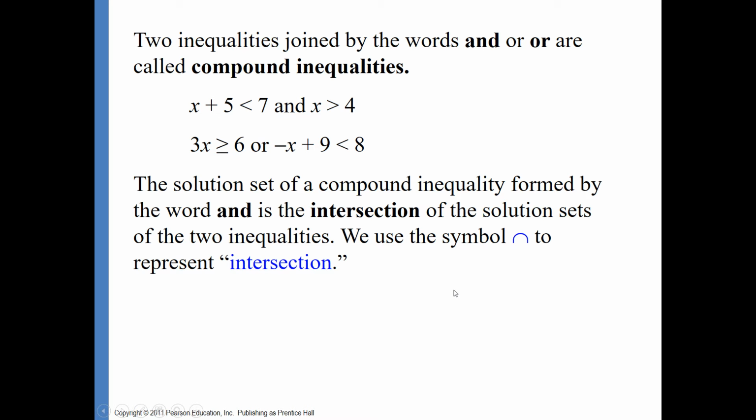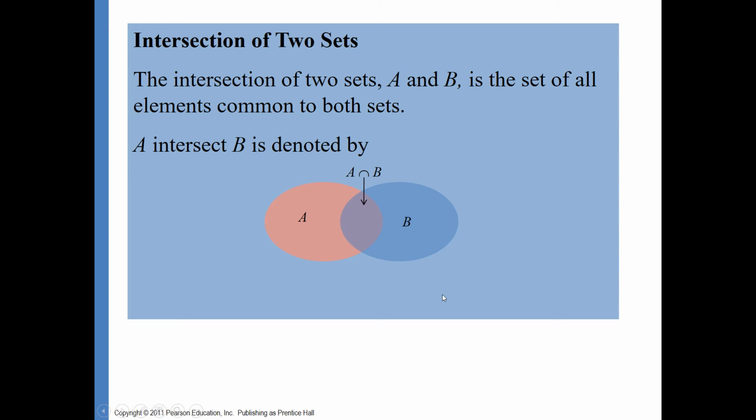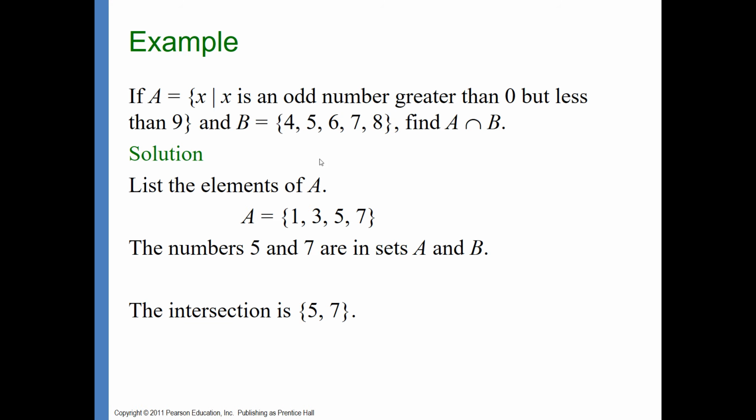So here's a visual for and, also known as the intersection. We've got a Venn diagram here. You'll notice where A and B intersect, this is going to be A intersection B. Here's an example.